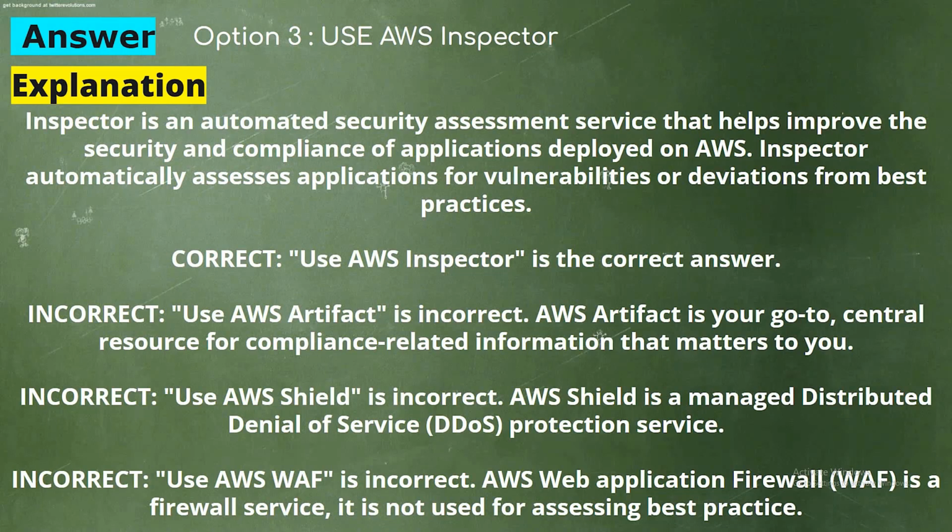Incorrect. Use AWS Shield is incorrect. AWS Shield is a managed distributed denial of service, DDoS, protection service. Incorrect. Use AWS WAF is incorrect. AWS Web Application Firewall, WAF, is a firewall service. It is not used for assessing best practice.